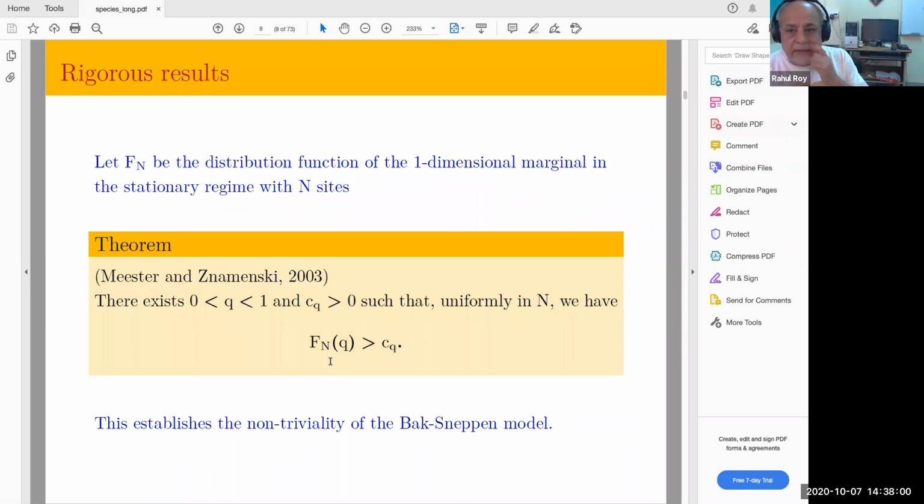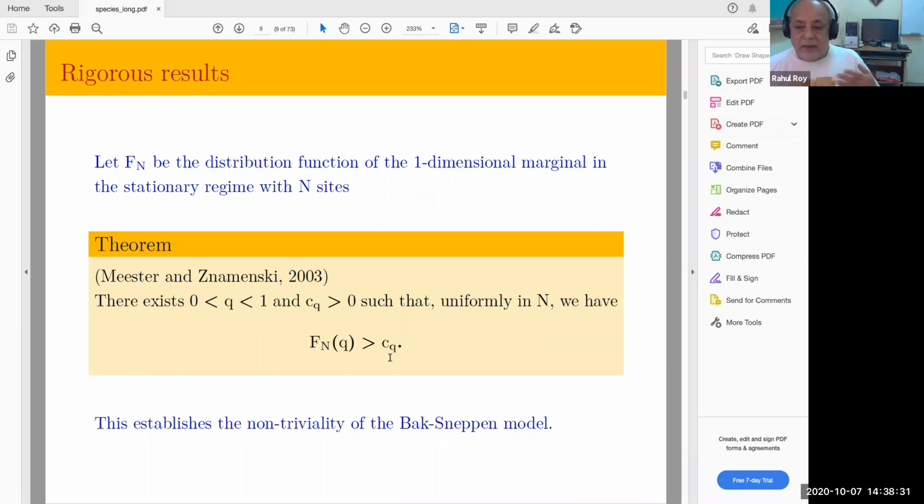There are not many rigorous results about this, except this work of Meester and Znamensky from 2003, which says that if F_n is the distribution function of the one-dimensional marginals in the stationary regime with n sites, then there exists a q and a c_q bigger than 0, such that uniformly in n we have F_n of q, the distribution function, is bigger than c_q.